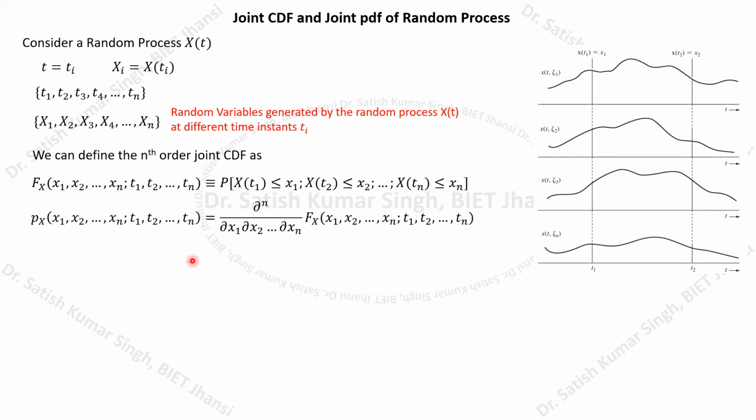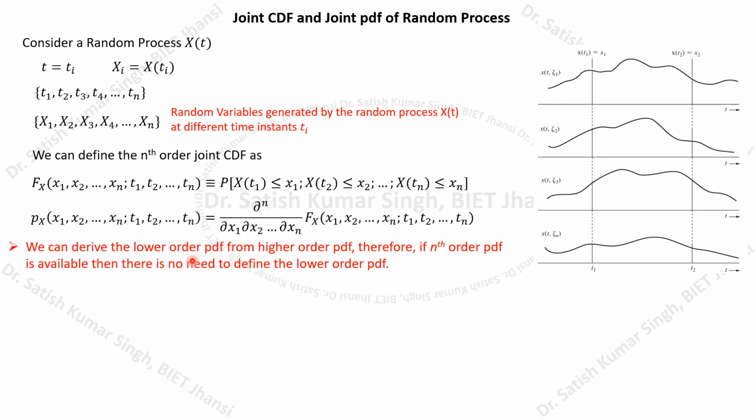Now we have to understand that if we have any nth order joint CDF or joint PDF, in that case we can derive the lower order PDF from the given nth order PDF. So from the nth order PDF only, we can derive the lower order PDF. Any lower order PDF can be derived.